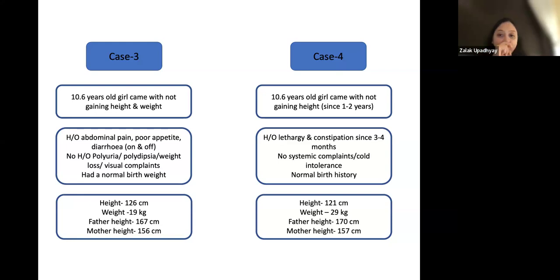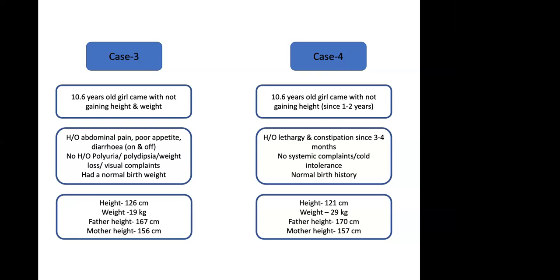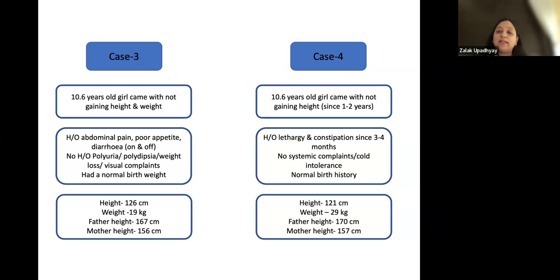Now, case 4, tell me. 10 years, 6 months, height is 121. What is the height age? Someone answer? Around 9 years. No, no. 7 years, 3 months. Yes, perfect. 7 years, 3 months.